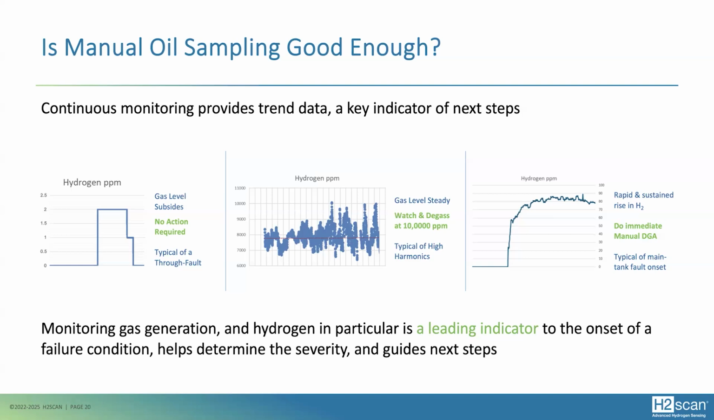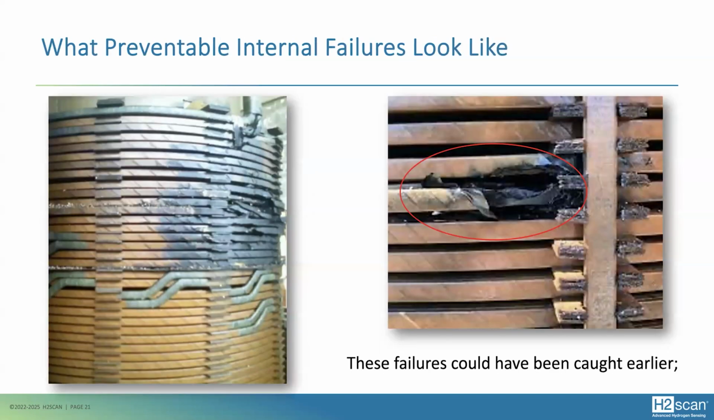It'll help you determine the severity, and it will guide next steps. It's not a multi-gas. It's not going to tell you the exact fault. The normal next steps are to go and draw an oil sample, get it into the lab for dissolved gas analysis, and then, based on the outcome of those results, pick the appropriate next action that you'll take. We spoke about what a preventable transformer failure looks like.